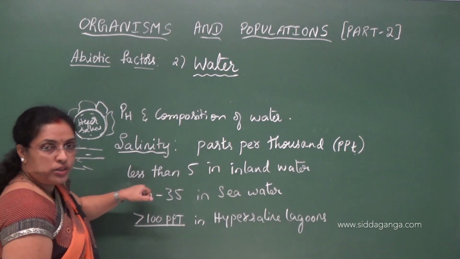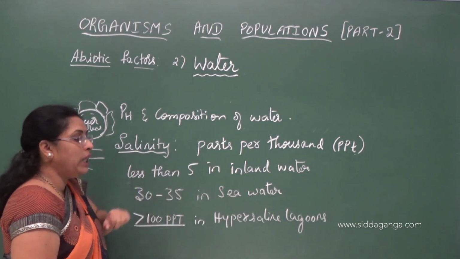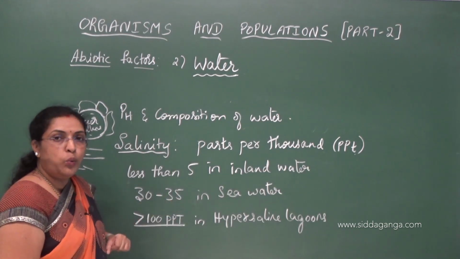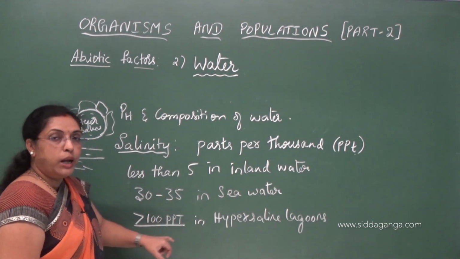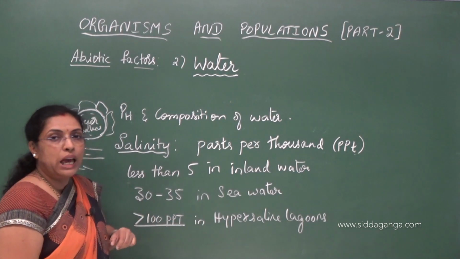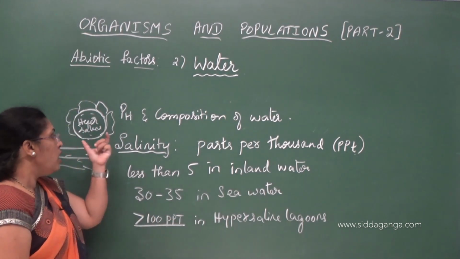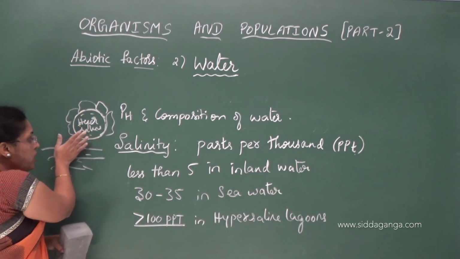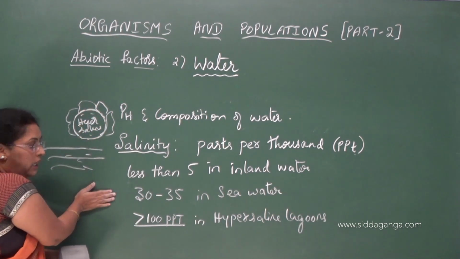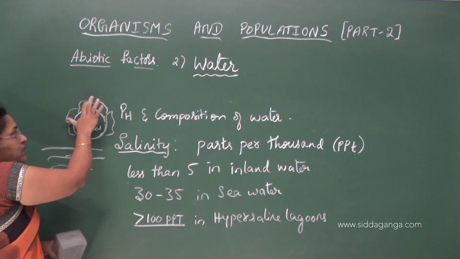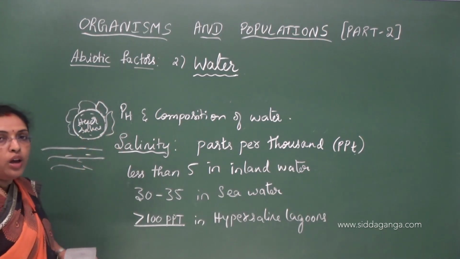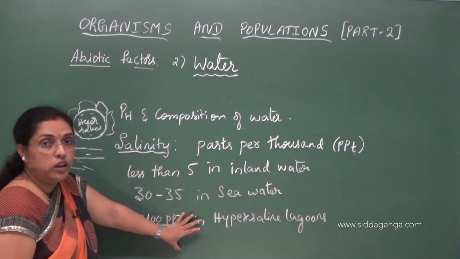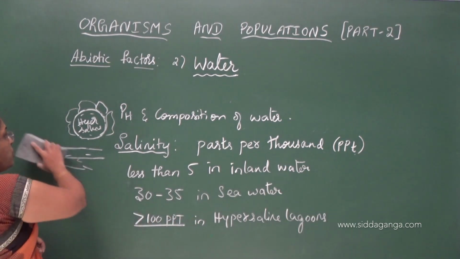Salinity, salt concentration is less than 5 in inland water, between 30 to 35 in sea water, and more than 100 parts per thousand in hypersaline lagoons. Lagoons are water bodies which are totally separated from the sea, either surrounded by sand or by rocks. There we see salt concentration is more than 100 parts per thousand.